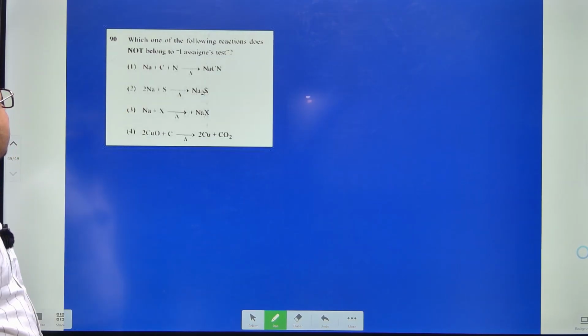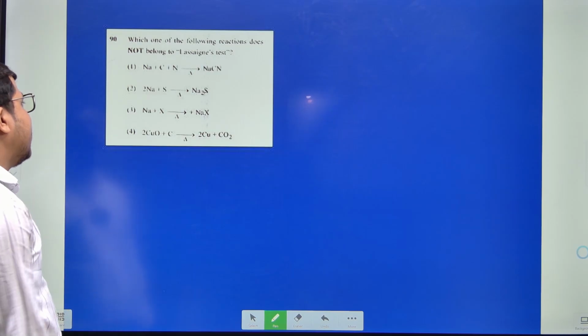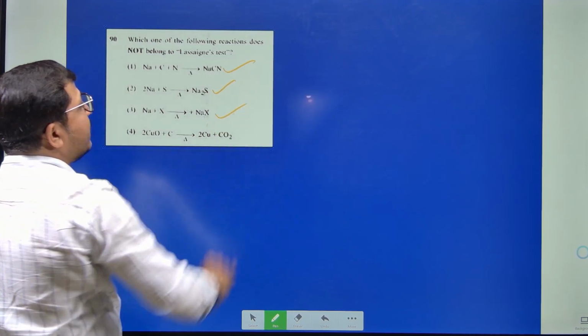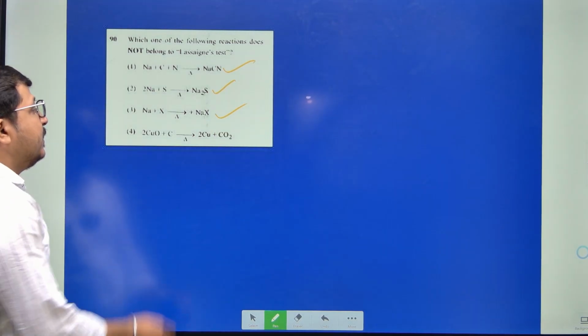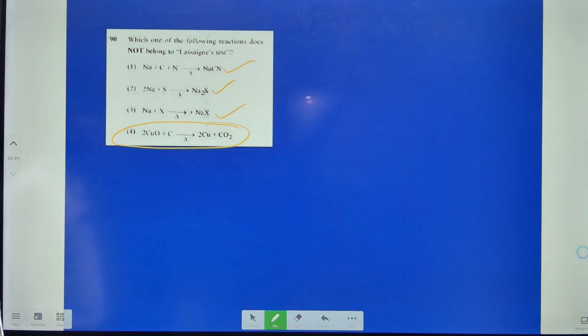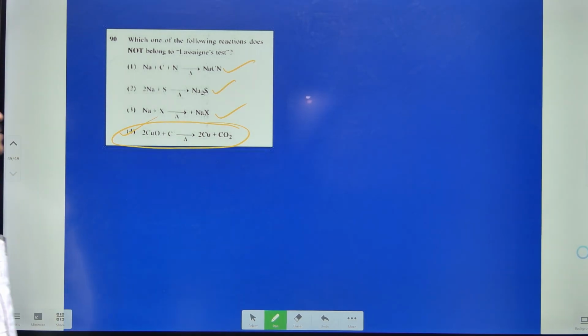Let's move to the last question. Which of the following reactions does not belong to the Lassaigne's test? Where sodium is present, that completely gives Lassaigne's test. Where there is no sodium participation at all, there is completely no Lassaigne's test. Hence, the right option is option number 4.